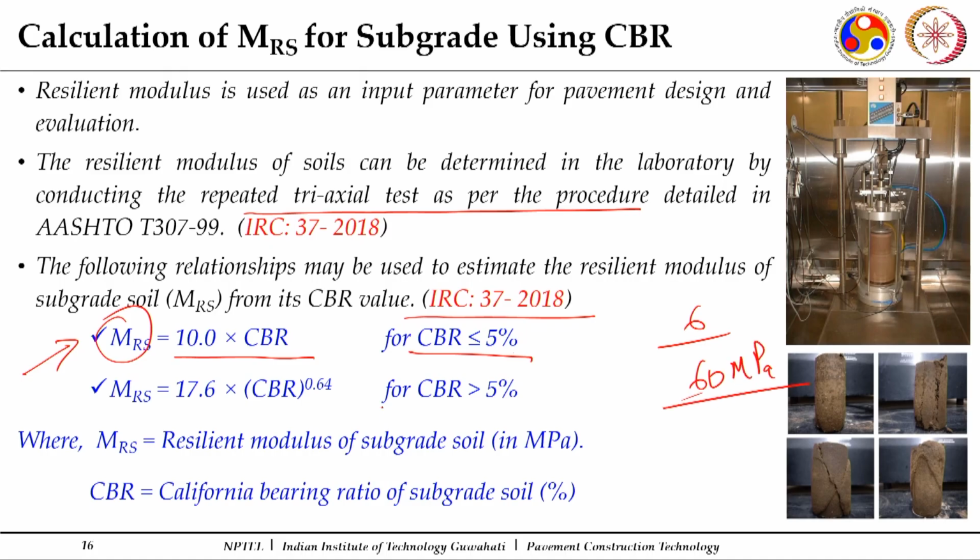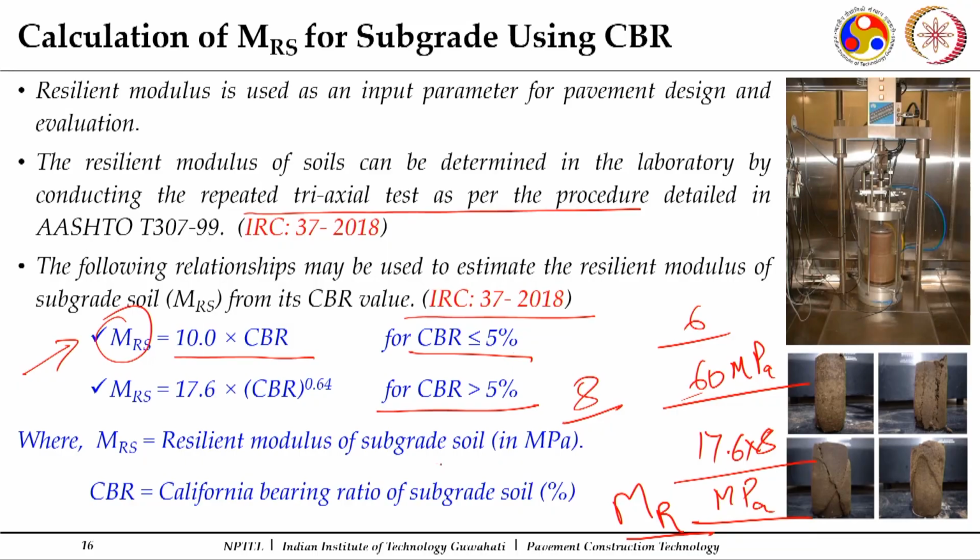Or if this particular CBR value is say 8%, then I will multiply it by 17.68, whatever the value comes out, this will be my resilient modulus, and this resilient modulus, which we will call as MR, will be used in the flexible pavement design procedure. So, this is another important aspect, and some of the laboratories which have the facilities can directly determine the resilient modulus values using the triaxial test.